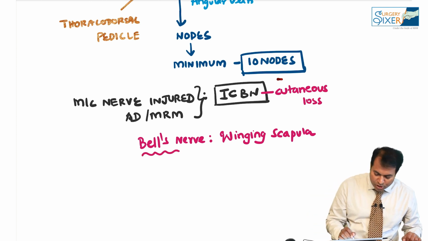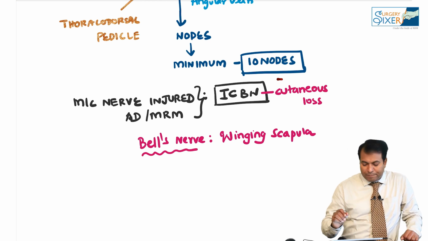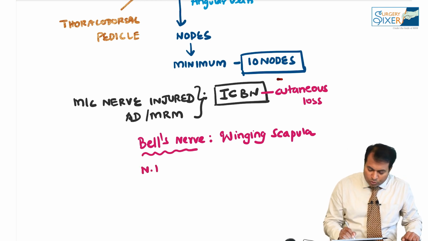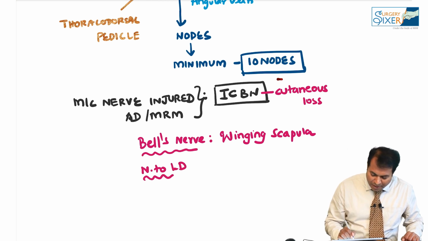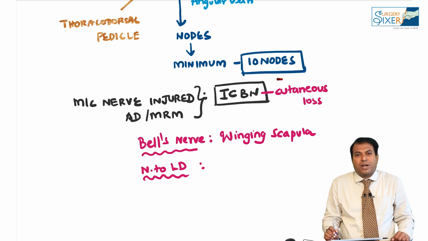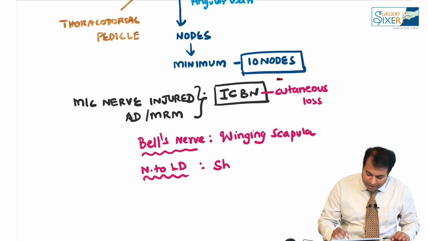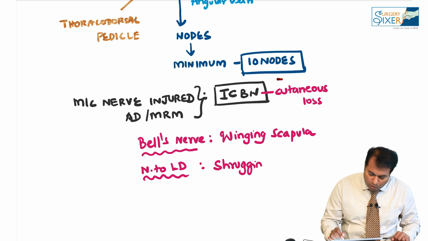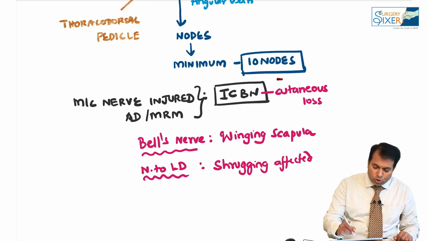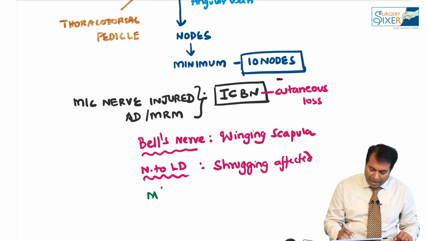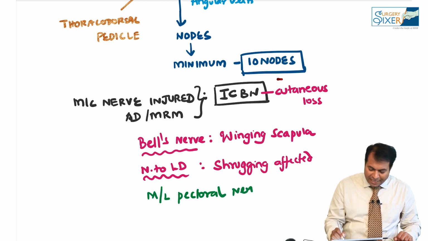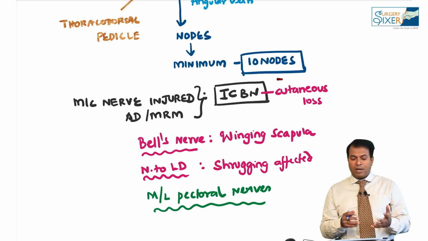But if Bell's nerve is injured, patient will have winging of scapula. And if nerve to thoracodorsal pedicle or nerve to latissimus dorsi is injured, patient will have inability to shrug the shoulder. Shrugging of shoulder is affected. Other nerves which can be injured are the medial and lateral pectoral nerves, supplying the pectoralis major and minor.